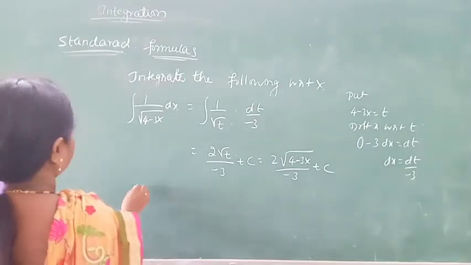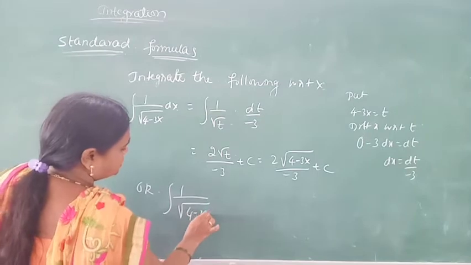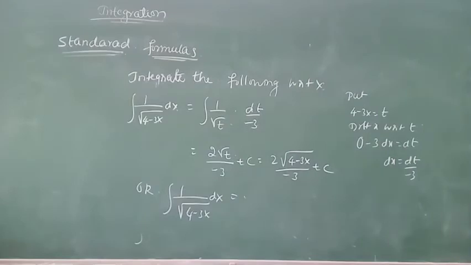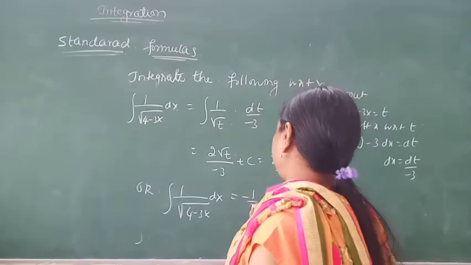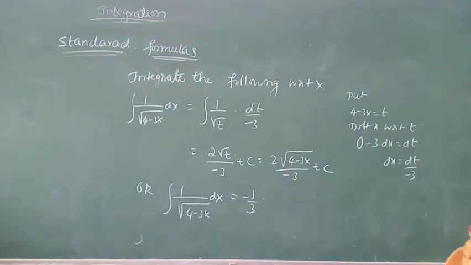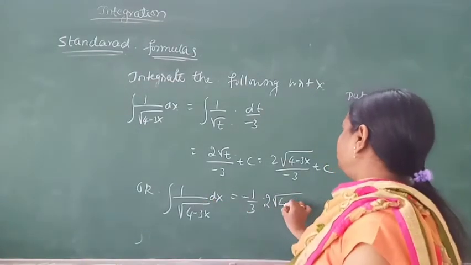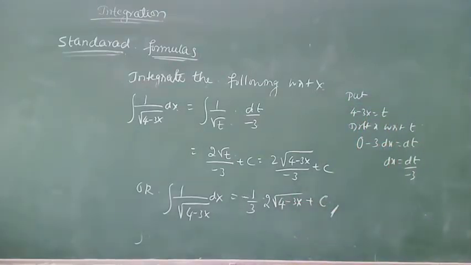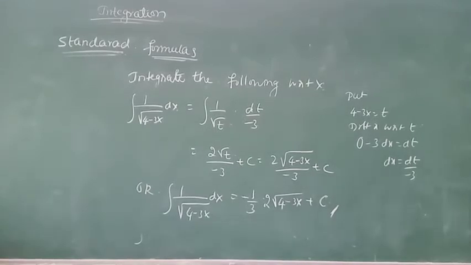Or another method for 1 by root of 4 minus 3x dx. Correct. Power of x is linear. Please concentrate. This method we can do if and only if the power of x is linear and it is multiplied by constant. That one we are taking division, minus 1 by 3, and except that it is in the form of 1 by root t. 1 by root t integration is 2 root t, 2 root of 4 minus 3x plus c. This is how we can do it directly. Any one method you can apply.